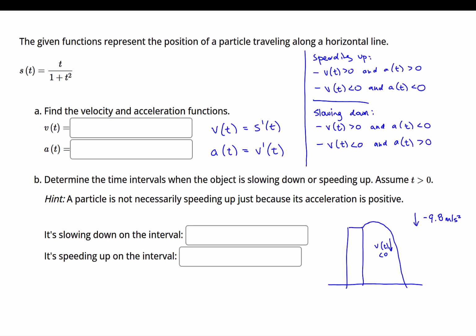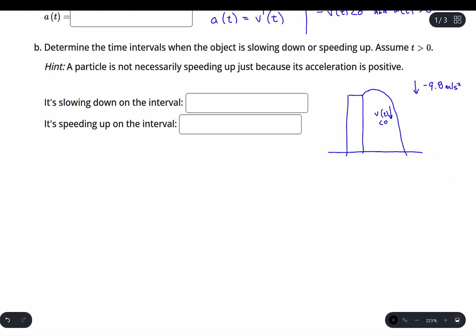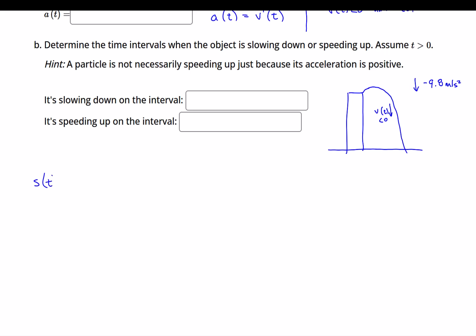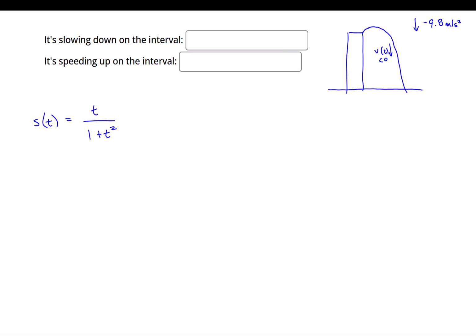Okay, first thing, we need to find some derivatives. So let's begin there. I'm going to take my position function, which is s of t equals t over 1 plus t squared. Now, the velocity is, of course, going to be the first derivative. And if you take my classes, you'll know that I do a derivative of a quotient using kind of a box off to the side.